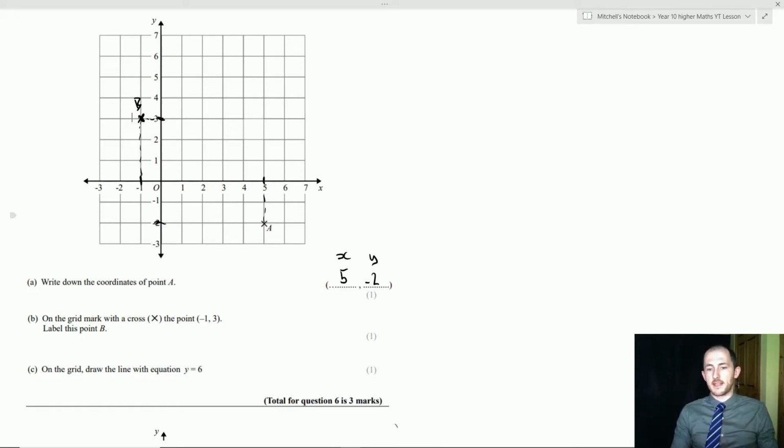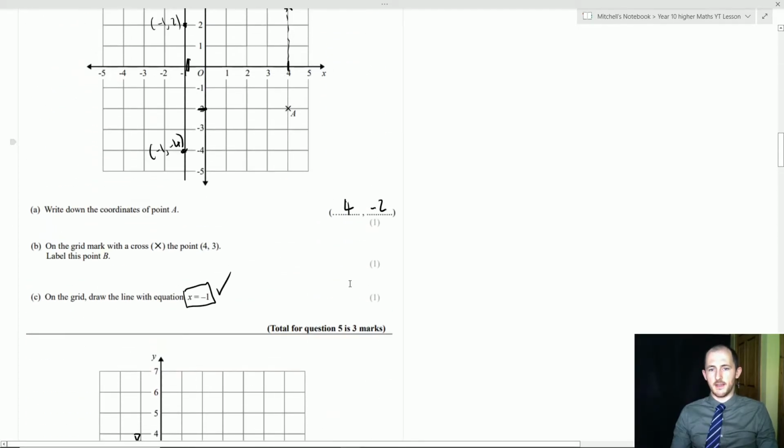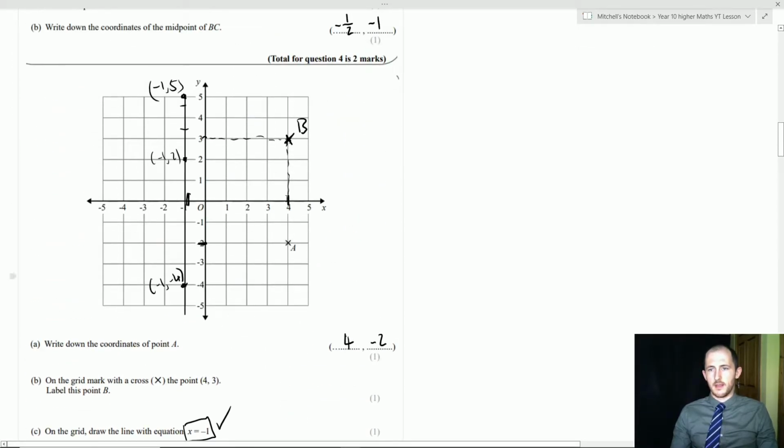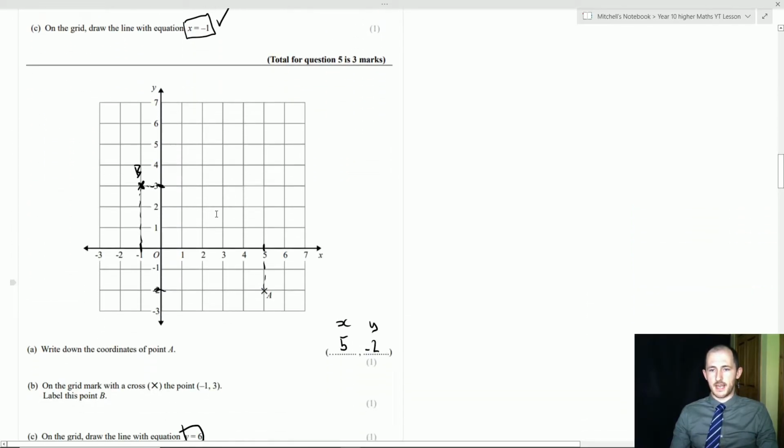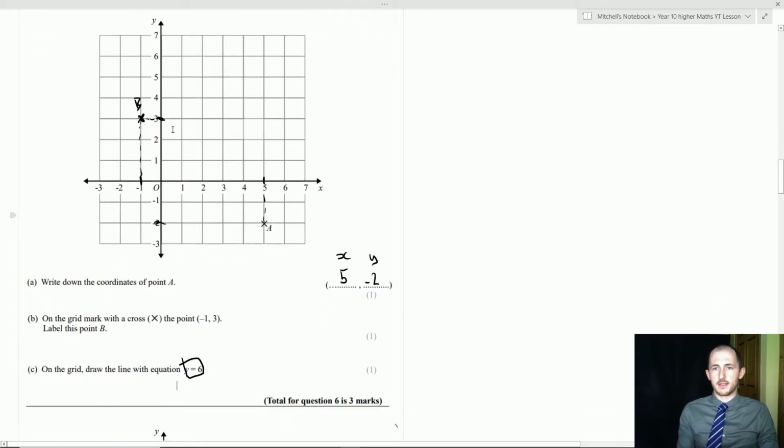For part C, it then says on the grid, draw the line with the equation y equals 6. So in our previous question here, it said to draw the line with the equation x equals -1. So what we did is we found where x equals -1 is, and then drew a straight line going up. So in this case, it's y. So let's find where y equals 6. That's along here.